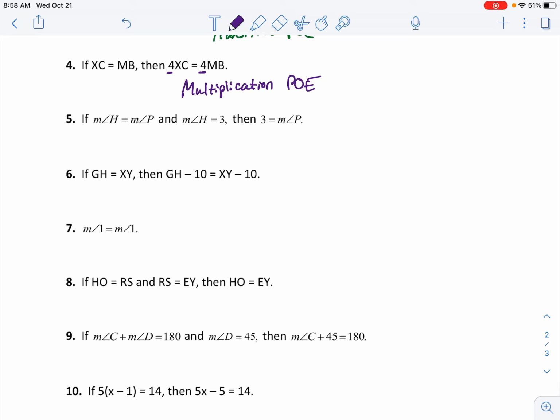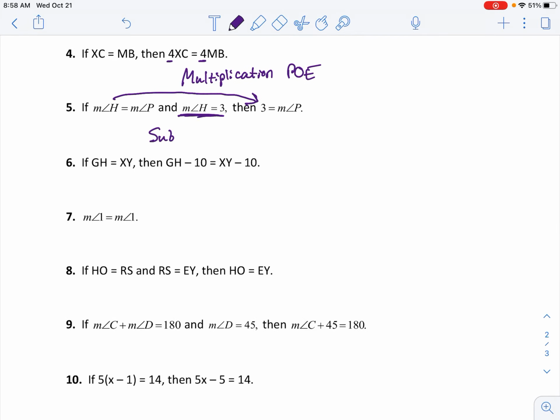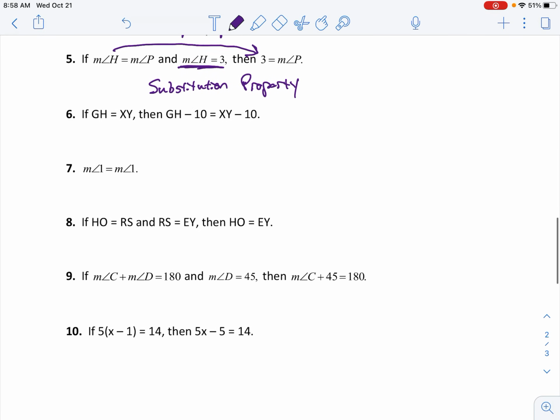Let's see here. If the measure of angle H equals the measure of angle P, and the measure of angle H equals 3, instead of H, I'm going to put in its place 3. So 3 equals that. Now I'm using substitution. Substitution property. And with all these too, you guys can go ahead and pause if you want and try it on your own. I'm going to keep going on with these ones here.